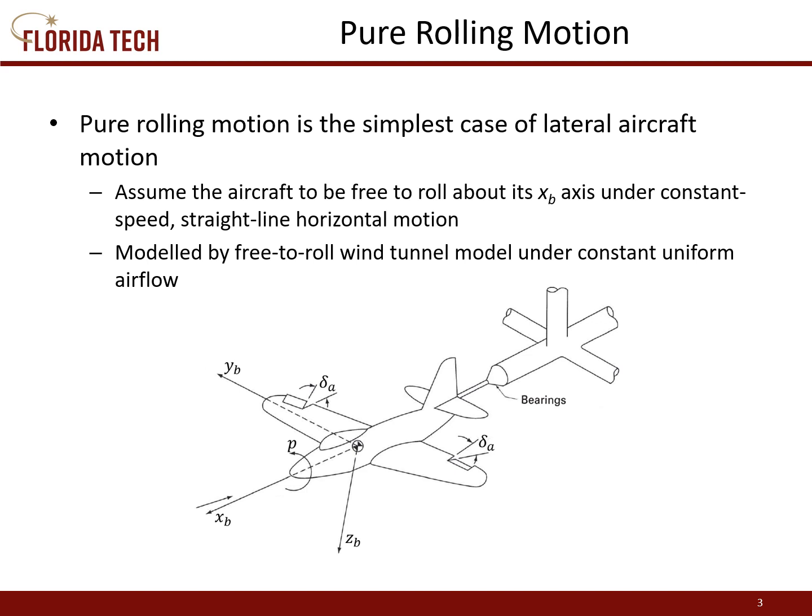We'll now break down each of the 3 lateral directional modes one by one, and we'll start with the lateral axis. Pure rolling motion is the simplest case of lateral aircraft motion. We can assume that the aircraft is free to roll about its x-body axis, under a constant speed, straight line horizontal motion. We can model this in the wind tunnel where we have a bearing that we attach the airplane to and only exercise the aileron inputs so that the airplane rolls about this x-body axis. Based on that, we can get really good analysis on what the roll mode is in the wind tunnel.